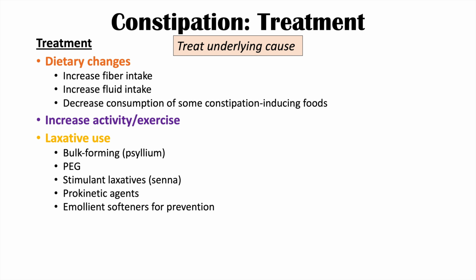And then some emollient softeners can be used for prevention. So if a patient has recurring issues with constipation, emollient softeners can be utilized as well. And then lactitol can also be used in some cases, especially with chronic idiopathic constipation. And then in some more severe cases, if these don't work, an enema can be utilized or a manual disimpaction may also be undertaken. So these oftentimes can be performed in hospital.